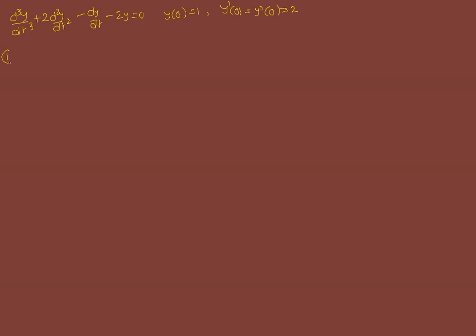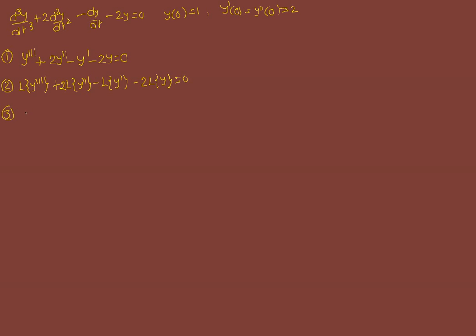So first step, d cube means y triple dash plus 2y double dash minus y dash minus 2y is equal to 0. Okay, so next you apply the Laplace. L of y triple dash plus 2 into L of y double dash minus L of y dash minus 2 into Laplace of y is equal to 0.